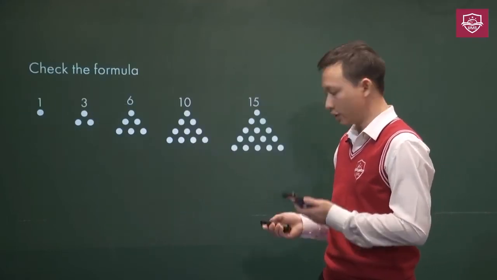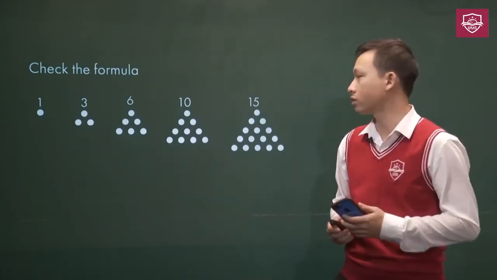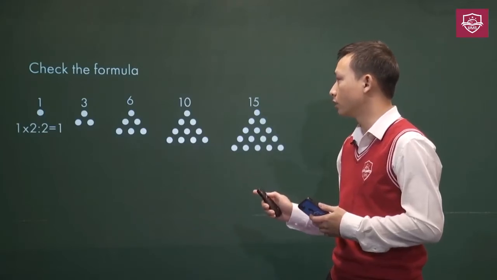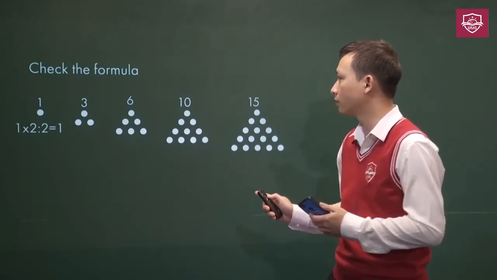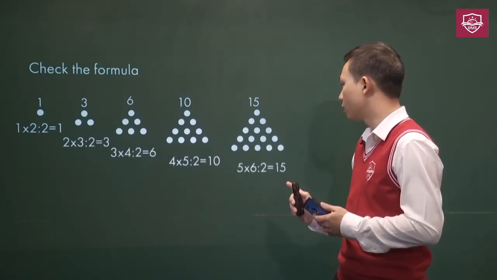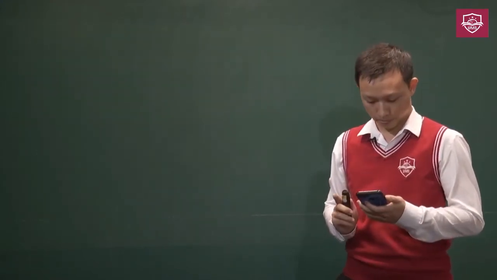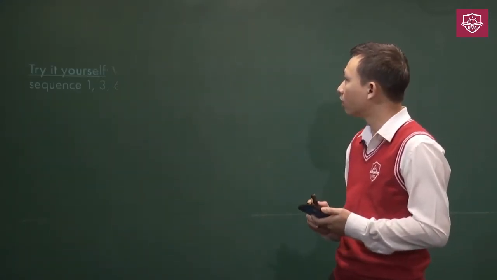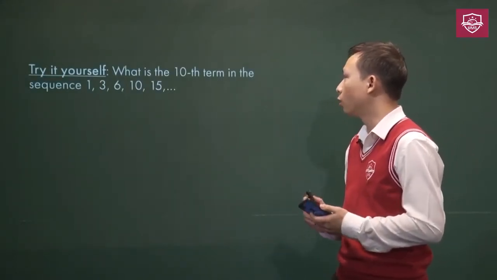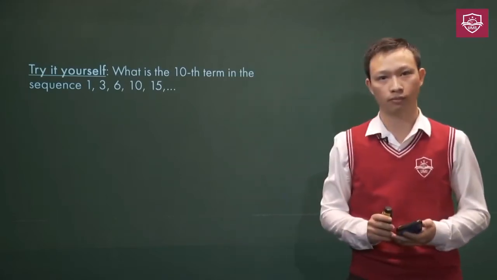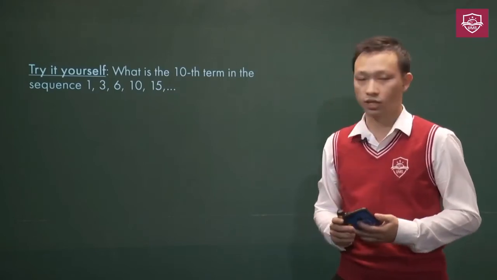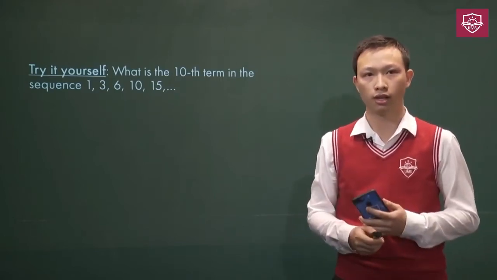Okay. Now let's check the formula to make sure that it is the right formula. For 1, we apply the formula: 1 times 2 divided by 2 equals 1. That's correct. 3, correct as well. Actually, they are all correct. So the formula actually works. Now, I want you to try it yourself. What is the 10th term in the sequence 1, 3, 6, 10, 15? Again, I will give you several seconds to compute. It is easy. You just follow the formula that I have given you.